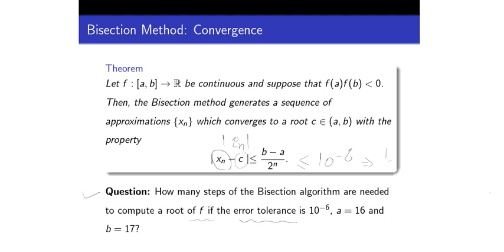So 1 by 2 to the power n is less than or equal to 10 to the power minus 6, which gives 2 to the power n greater than or equal to 10 to the power 6. Now you can use a calculator, or you can show that 2 to the power of some number like 12 or so will give you the result, so n depends on this.